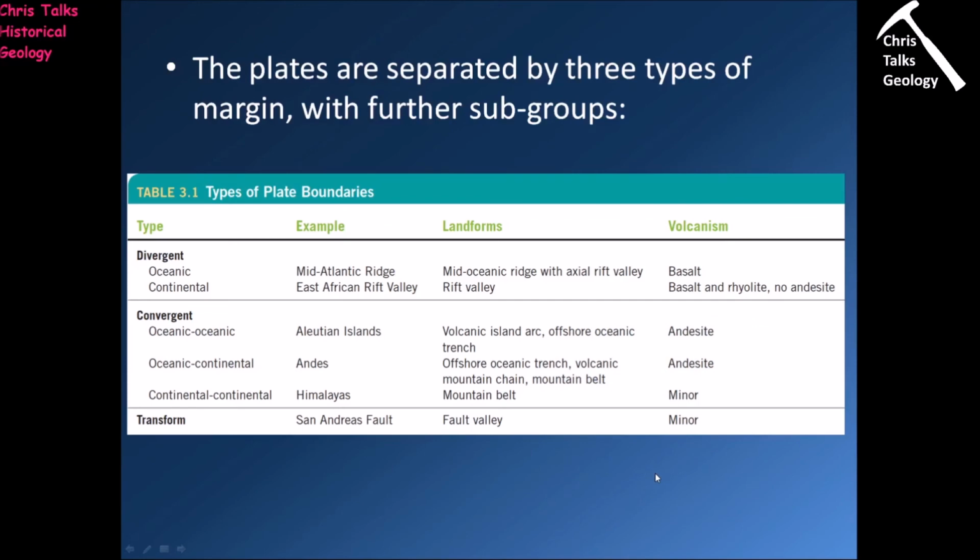So the plates are separated by three types of plate boundary. There are the plate boundaries where the plates are moving apart from one another. Those are referred to as divergent plate boundaries. There are the plate boundaries where plates are coming together and crashing into each other. Those are the convergent plate boundaries. And there are the plate boundaries where the plates are simply moving past each other. Those are the transform plate boundaries. And you can see that for divergent and convergent plate boundaries, there are subgroups.